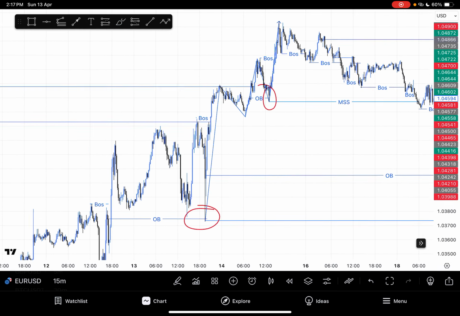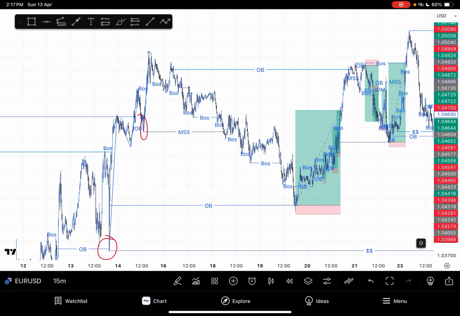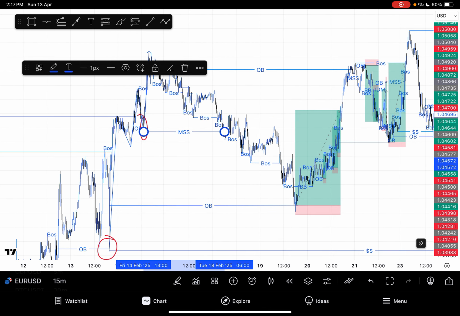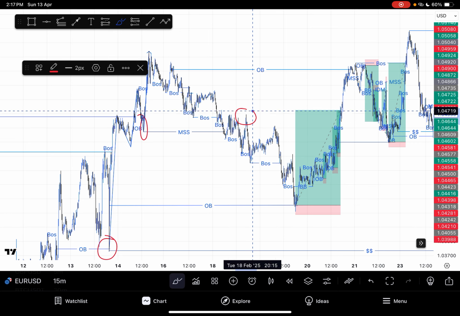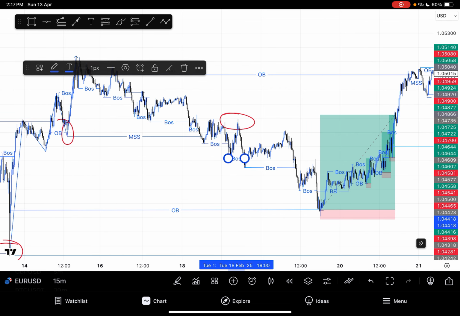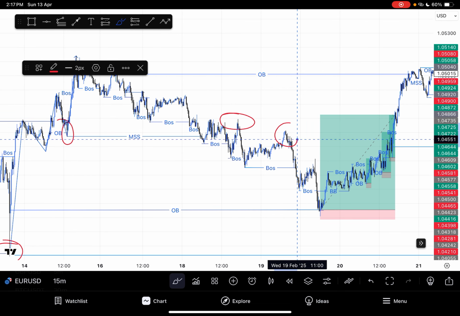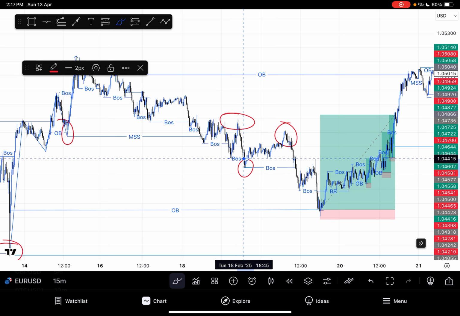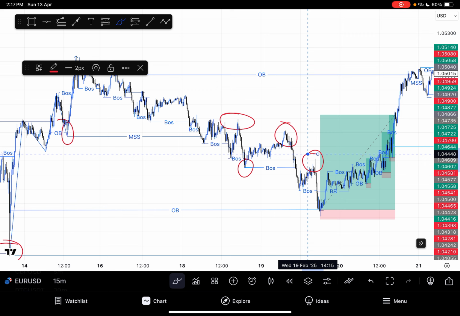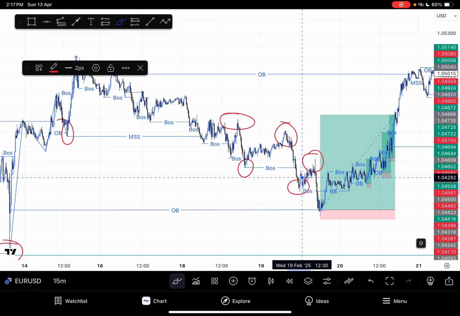and now price broke below that previous low, creating market structure shift. Now after the market structure shift, what do you notice? First pullback now resulted to this break of structure here. Second pullback resulted to this break of structure here. Then you see the third pullback now.